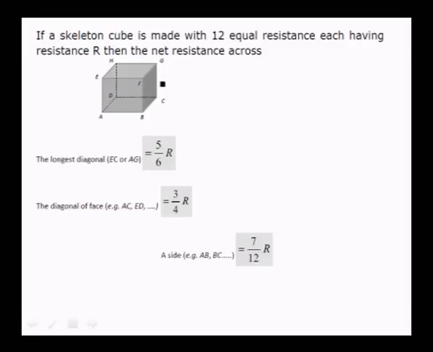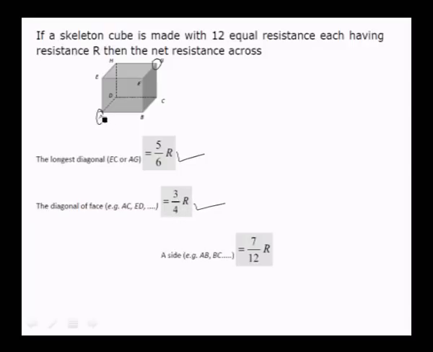Now I would like to calculate the resistance between the longest diagonal. The longest diagonal in this problem, I would like to consider, is A and G. The resistance between A and G is given by 5 divided by 6 into R. Similarly, for a face diagonal, you are going to have A and F.